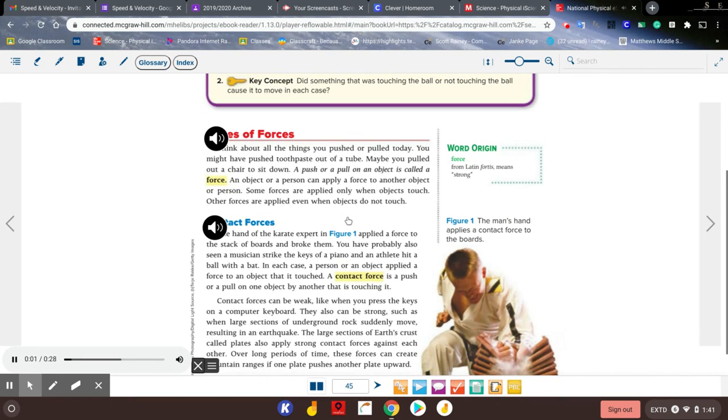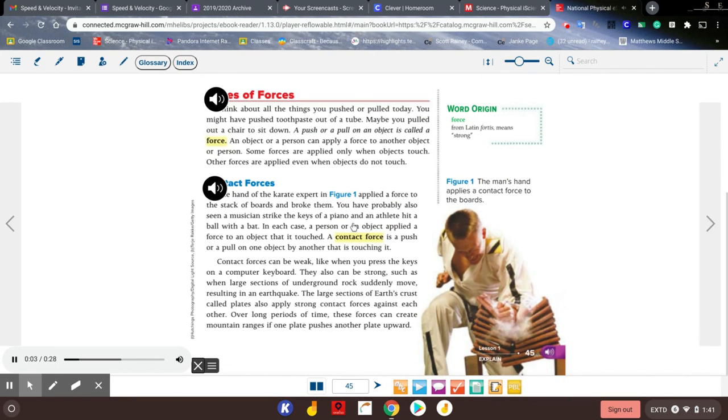Types of forces. Think about all the things you pushed or pulled today. You might have pushed toothpaste out of a tube. Maybe you pulled out a chair to sit down. A push or a pull on an object is called a force. An object or a person can apply a force to another object or person. Some forces are applied only when objects touch. Other forces are applied even when objects do not touch.